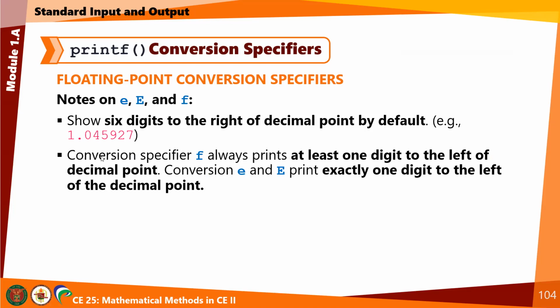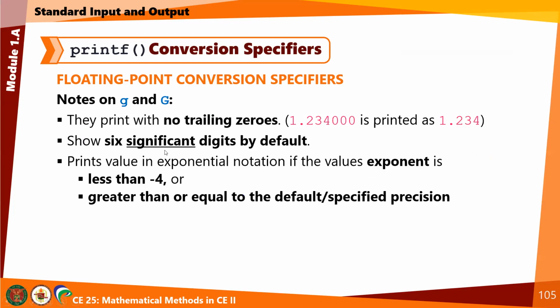Sige, this one is important, okay? So, a floating point will always show 6 digits by default. 6 decimal digits, okay? By default, so 1, 2, 3, 4, 5, 6. Conversion specifier F always prints at least 1 digit to the left of the decimal point. Conversion E prints exactly 1 digit to the left of the decimal point. I guess this can be shown by examples. Notes, they print with no trailing zeros, show 6 significant digits by default. Okay, sige.